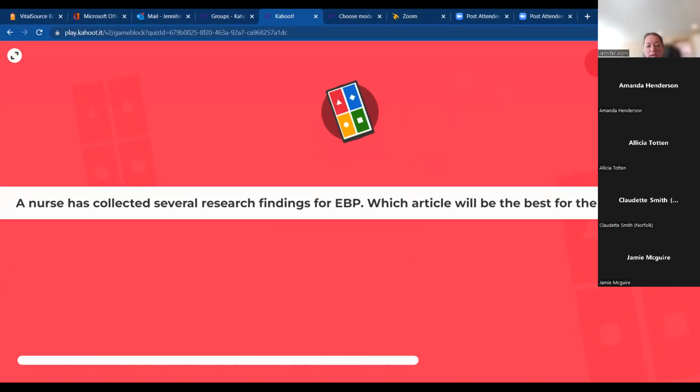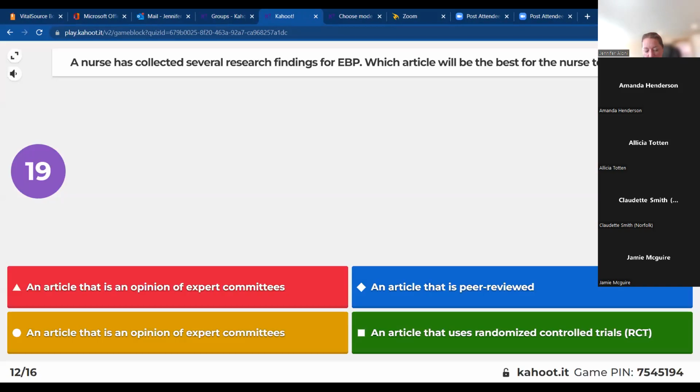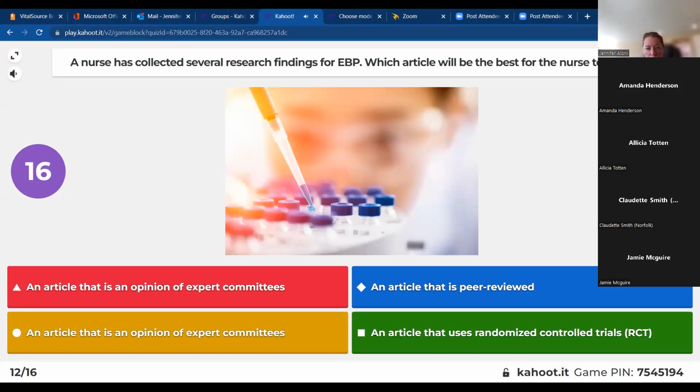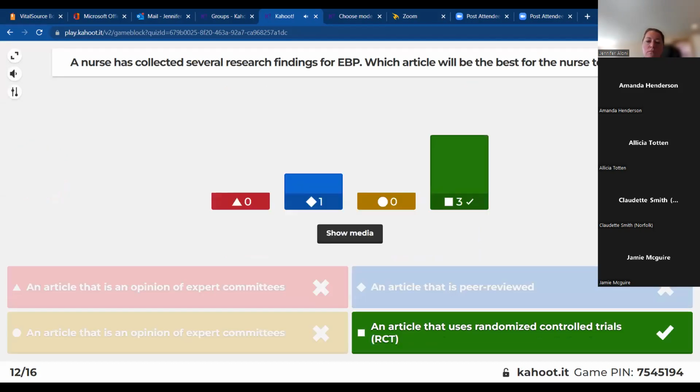A nurse has collected several findings for evidence-based practice. Which article will be best? Now, remember what evidence-based practice is based on. But we went at that randomized control. An article that is peer reviewed is not necessarily as accurate as something where we're gonna have from randomized controlled trials so that we know that it's been repeated, we can figure out why and things like that.